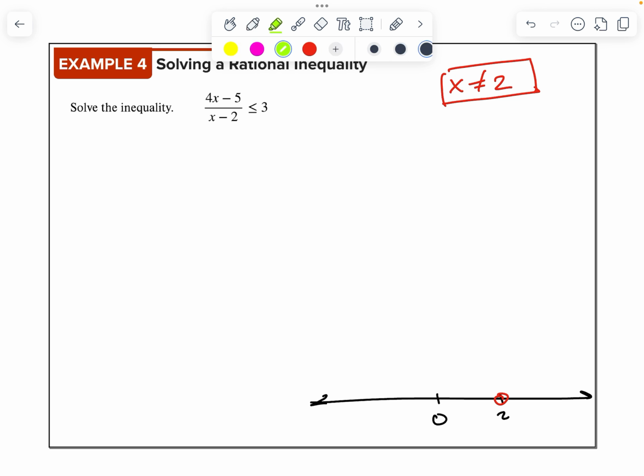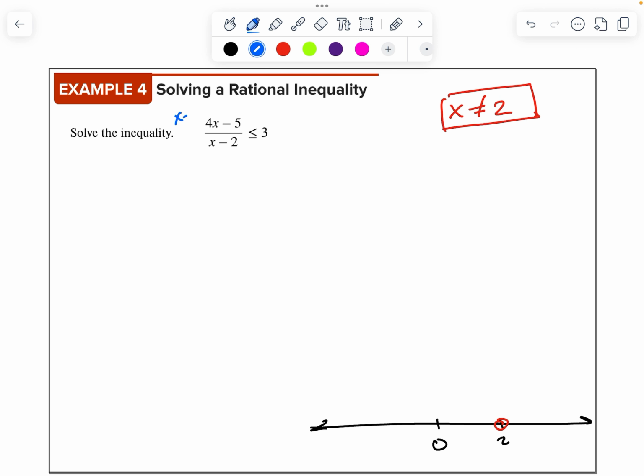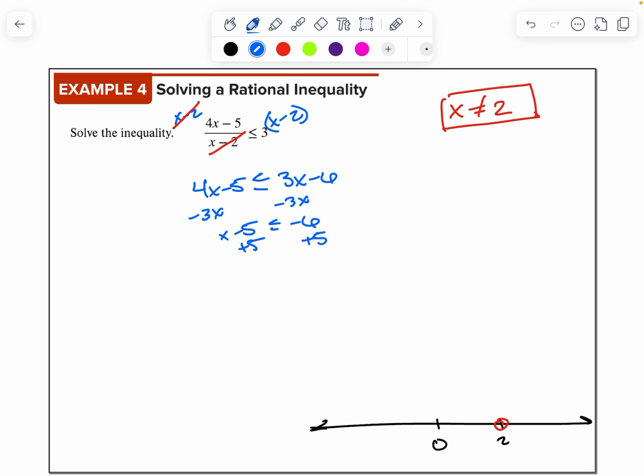All right, to solve this rational inequality, what we can do is multiply both sides by the denominator. So I'm going to multiply by x minus 2, so that on this side, the x minus 2's will go away, and I'm left with 4x minus 5 less than or equal to 3x minus 6, because I'm multiplying the 3 by both. I can subtract 3x from both sides and get x minus 5 less than or equal to negative 6. I can add 5 on both sides and have x less than or equal to negative 1.